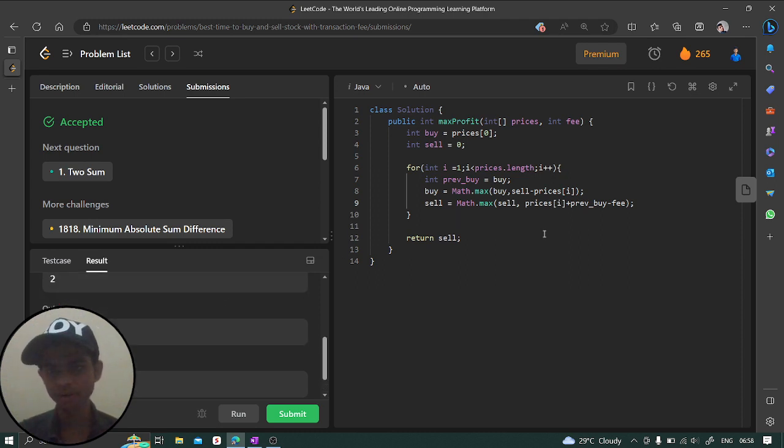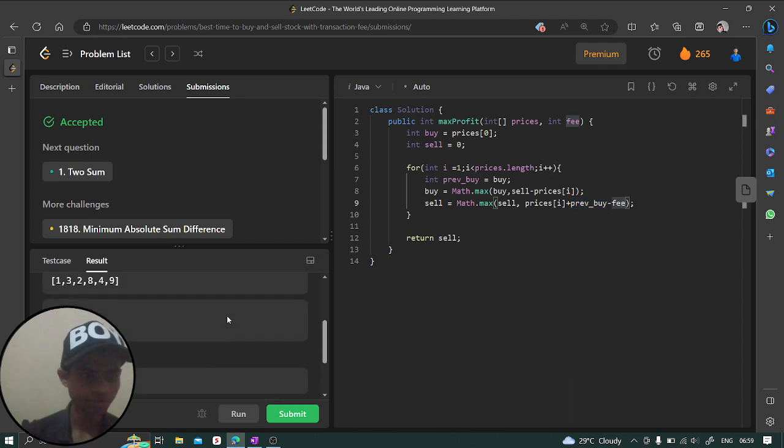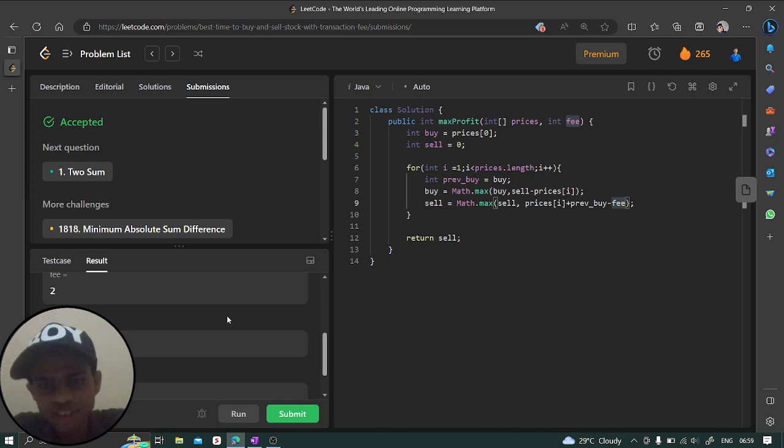Okay, so we have subtracted: we are saying sell minus price of i, fine; price of i plus previous buy minus fees, that is also cool. Previous buy should be equal to buy, then buy should be equal to sell, and we are setting it on that particular price data, that is also cool. Seems fine, everything. Okay, so what we are getting here is 10.